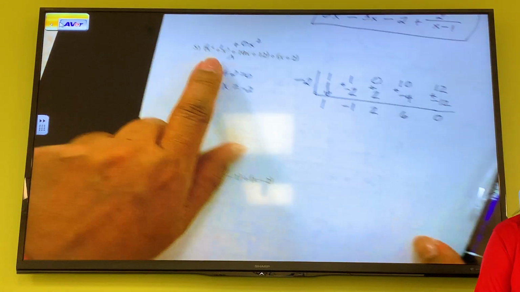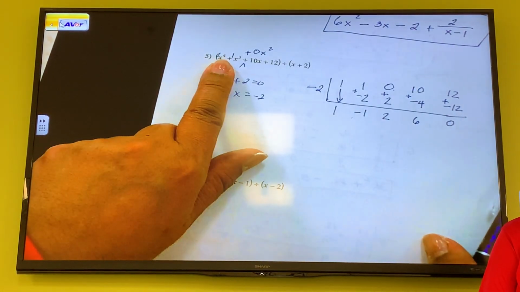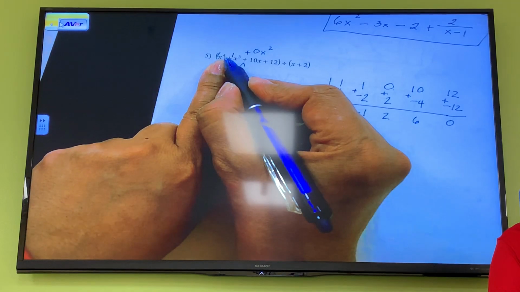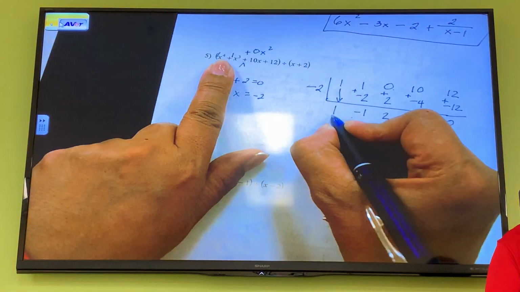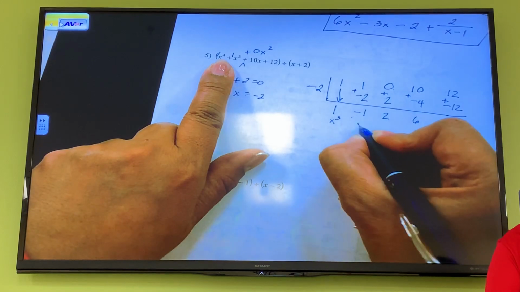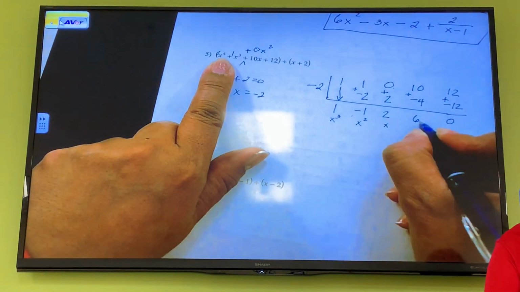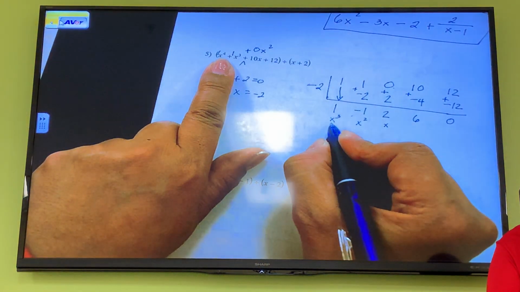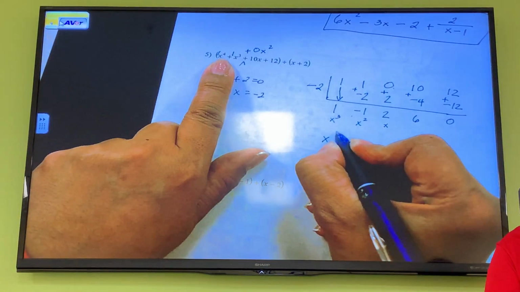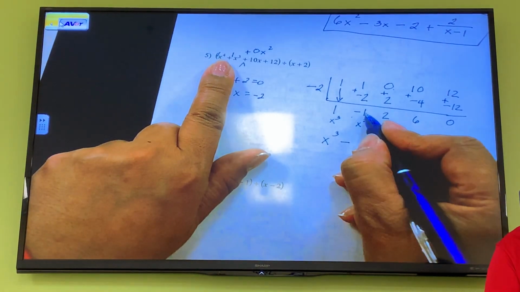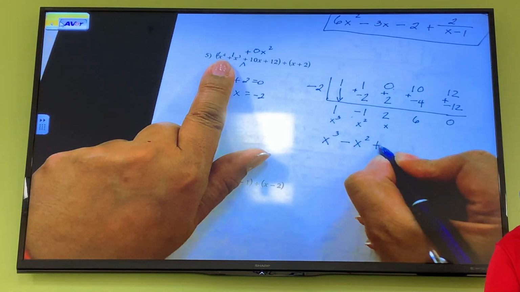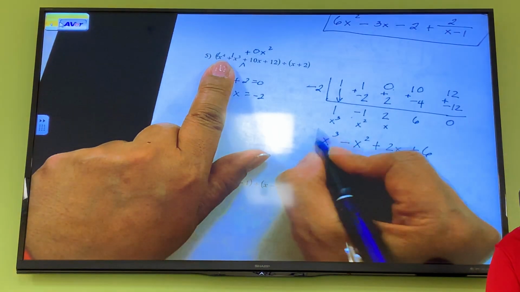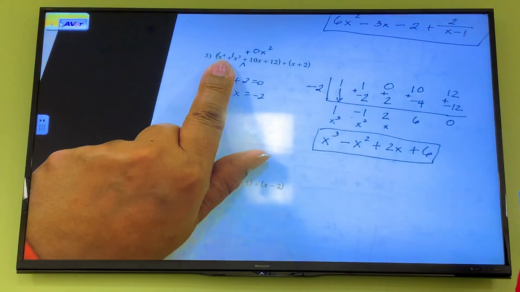All we need to do now is figure out what will be our highest exponent in our answer. It will be 1 less than the highest exponent from your dividend. So since this is x to the 4th, you subtract 1 from 4, so it will be x cubed. So this will have x cubed, this will have x squared, this will have x, and this is your constant. So just write it down, but don't put the 1 anymore in front of the variables. So this will be x cubed minus x squared plus 2x plus 6. There is no remainder, so we're not going to put anything after the 6. And that will be your answer already.